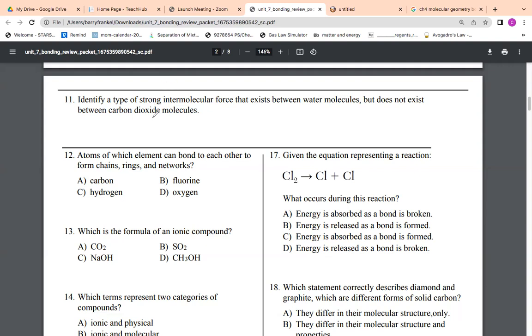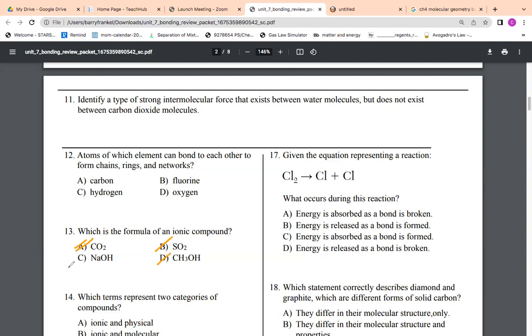Number 13. Which is the formula of an ionic compound? Again, in an ionic compound you've got positives, you've got negatives, usually metals with nonmetals. So CO2, we should at this point be able to look at this one and know that it's not only covalent, but also nonpolar. Not A. Carbon dioxide is a covalent compound. SO2, I've only got nonmetals going on, sulfur and oxygen, no charges involved really here, so it's not B. Same thing for D, all nonmetals.